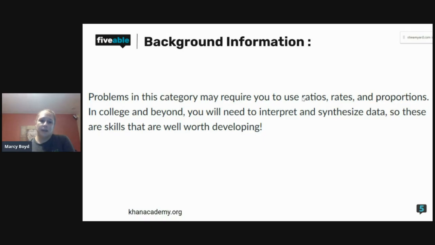So in college and beyond, you are going to be interpreting and what they call synthesizing data. Does it make sense? Is this a good measure? Which measure is best for us between mean, median, mode, standard deviation? So these are skills that are good, and that's why the SAT chooses to test them.